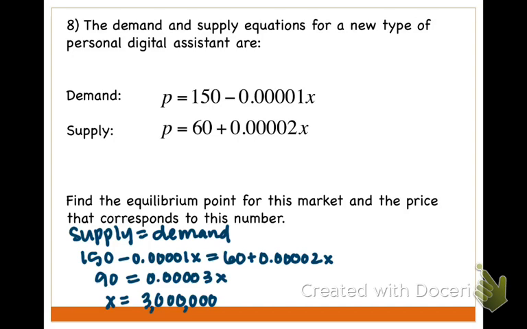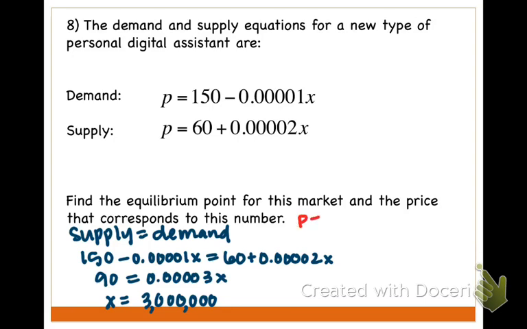So the optimal number of objects, or the number of personal digital assistants to be produced and sold, so that the supply and demand are equal, is 3 million. And what I want to do is find the price that goes along with this. So I'm going to plug it back in. And again, since these are where the two equations are equal, I can substitute it into either equation. I can do it into the supply or the demand equation. It doesn't matter. And neither is particularly nicer than the other, except supply is addition instead of subtraction. So I'm going to do that one.